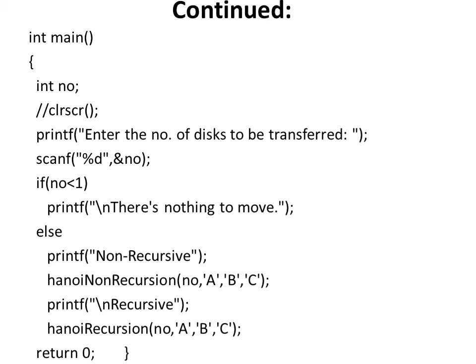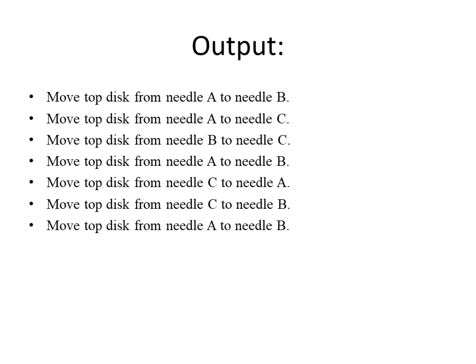After that, you can see the main function. I am taking the number of elements to be entered. If n is less than or equal to 1, there is nothing to move. Else, call the recursive function Tower of Hanoi with n, A, B, C, and print the result. Then return 0 and close the brace, that is the end of main.